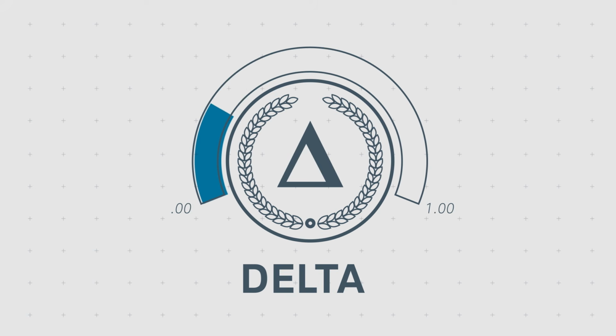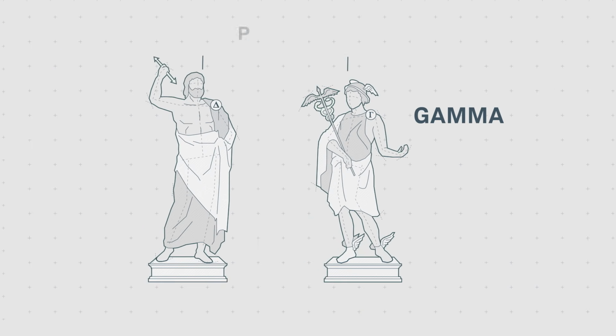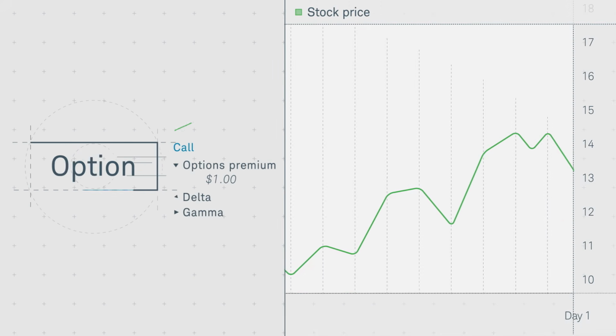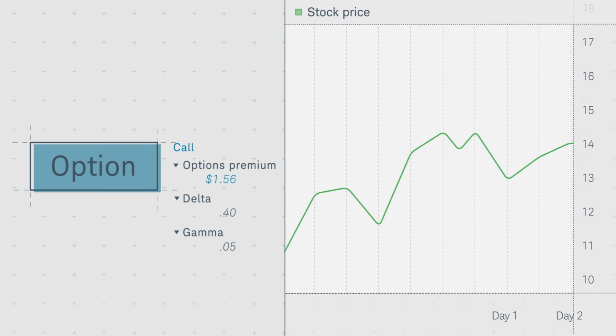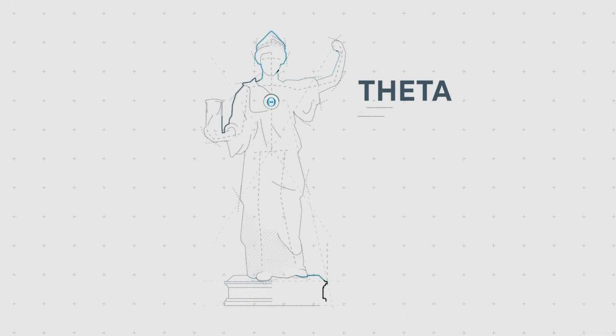To understand how this works, let's look at the next Greek, gamma. Gamma is delta's Hermes, his right-hand man in the price domain. Gamma measures delta's expected rate of change. If an option has a delta of 40 and a gamma of 5, the premium would be expected to change 40 cents with the first $1 move in the underlying. Then, to figure out the impact of the next dollar move, simply add delta and gamma together to find the new delta, 45.